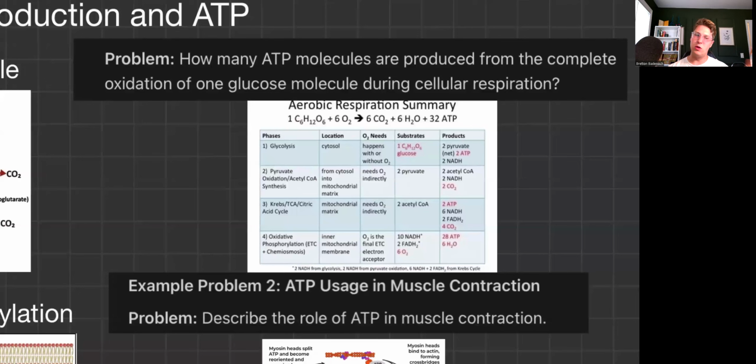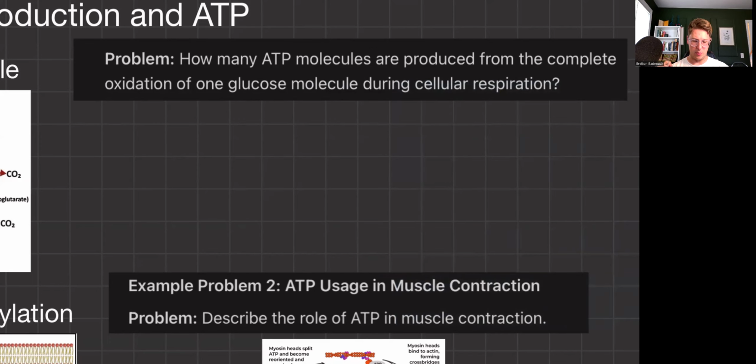And that's all for new content in this video. Now let's recap this by doing some practice problems. Starting with question 1. How many ATP molecules are produced from the complete oxidation of one glucose molecule during cellular respiration? Take a few moments to think about this. I'll give you the answer in 3, 2, 1.